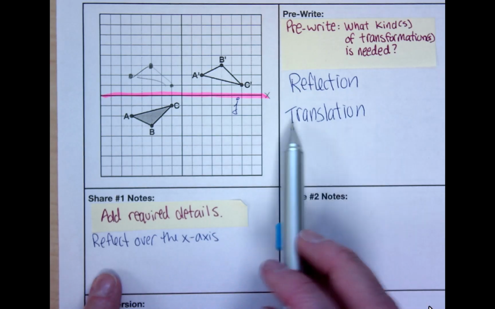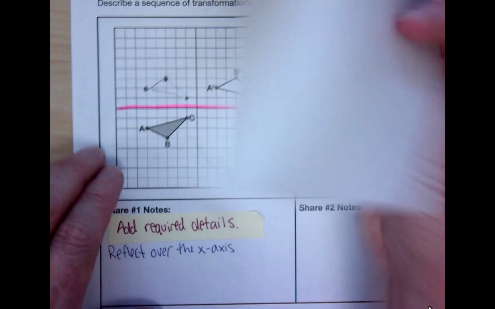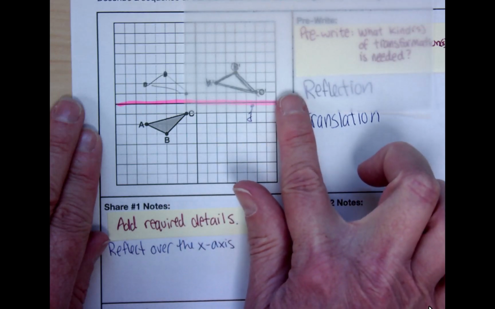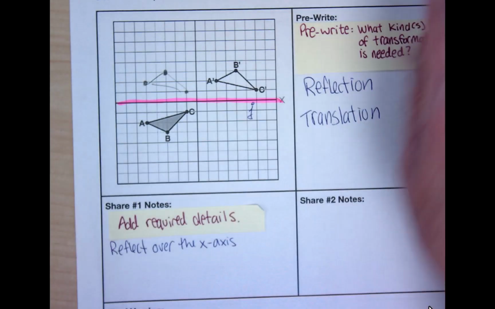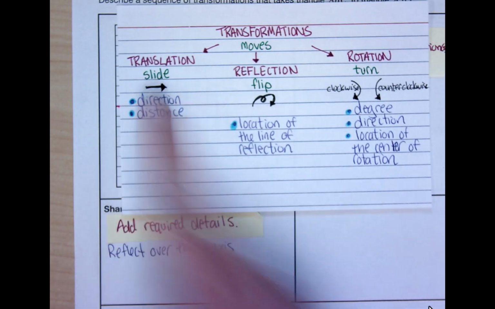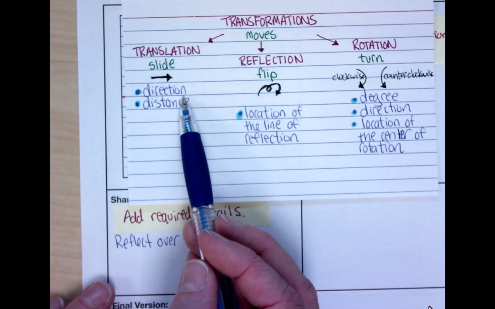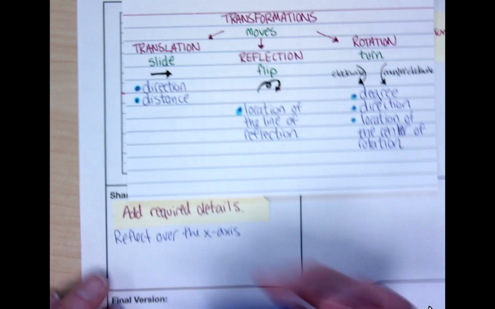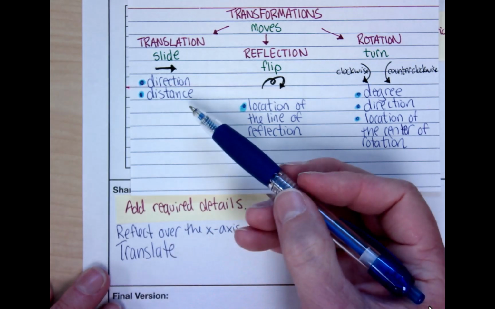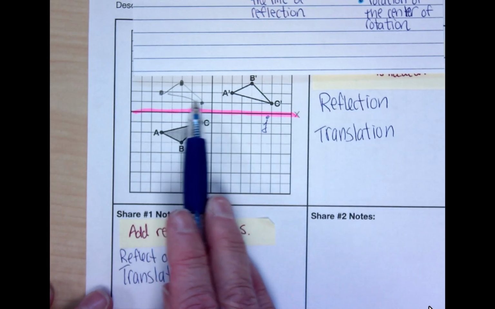And then the other thing I said I needed to do was translate it. Oh, there it is. So I'm going to be translating it like that. Let's look at what's required to describe a translation. To describe a translation, I need to know what direction my figure is moving and how far. So let me start. I'm going to translate. Let me add those required details. Well, I'm moving from here to there, so I'm translating to the right.